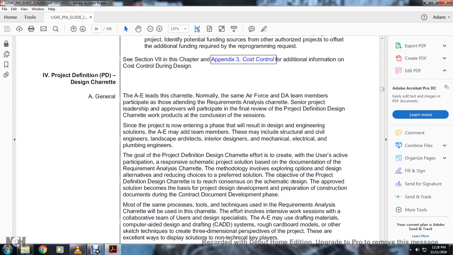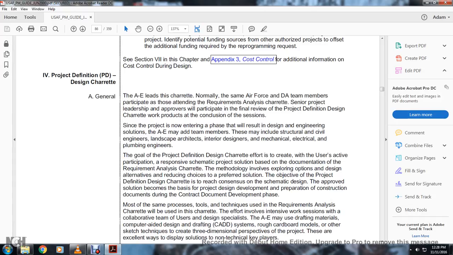For the project definition design charrette, the general A&E leads of the charrette are normally the Air Force and the A&E team. The members participate in the technical requirements and analysis charrette, the senior project leaders, and the participants for the final review of the project definition design charrette, along with the works of the product at the conclusion of the session. Since the project is now entering the design phase, this will result in the design engineering solution.